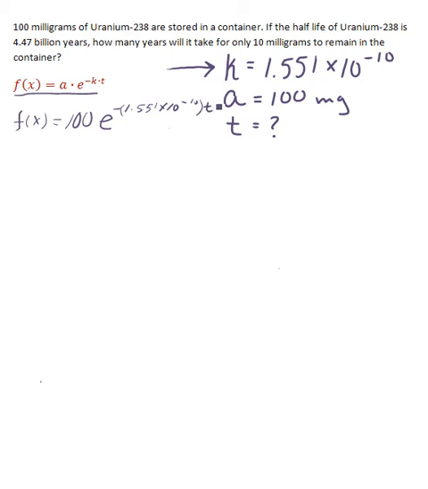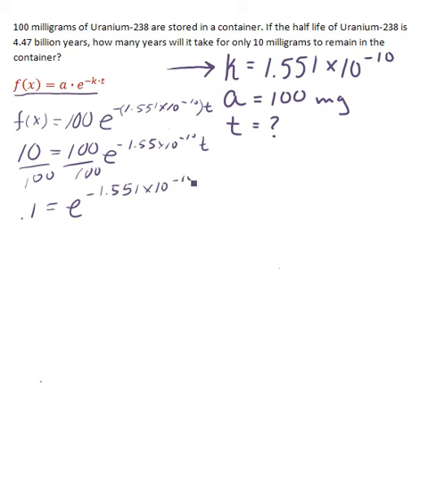And we want to know for what time. We're also saying, in what time will we have 10 milligrams? Which is why we set that left-hand side equal to 10. Now, if we divide both sides by 100, we get 0.1 equal to e raised to the negative 1.551 times 10 to the negative 10 times our unknown time of T.